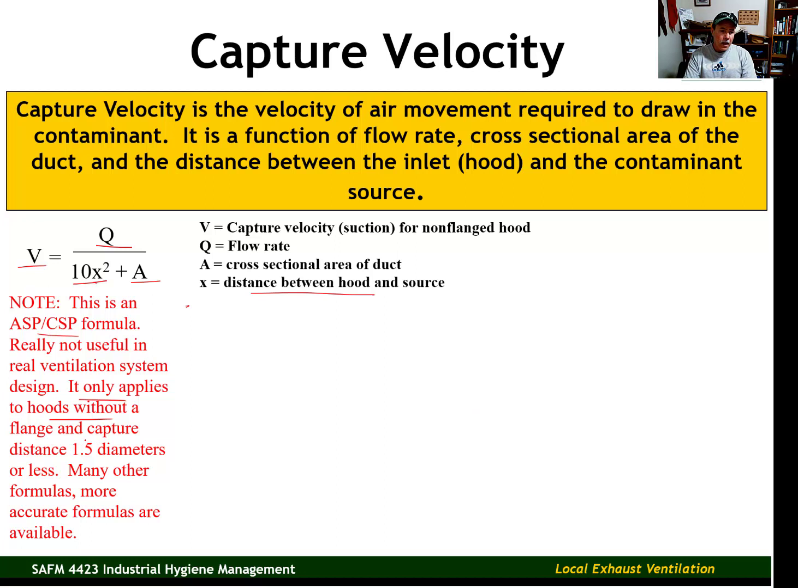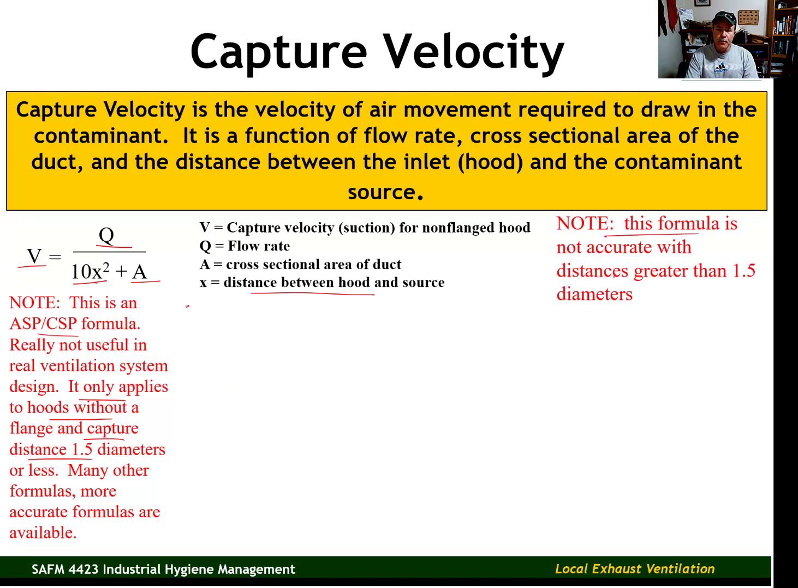It also only applies if the capture distance is 1.5 diameters or less. So if we're working with a 6-inch duct, this is only going to be accurate out to 9 inches. 1.5 diameters, 6-inch duct, we're talking about a 9-inch distance. There are other formulas that would be more appropriate if you're really involved in designing ventilation systems or testing ventilation systems. But this is the formula that you need to be familiar with on the CSP exam. Again, it's very common to have problems requiring test takers to use this formula.